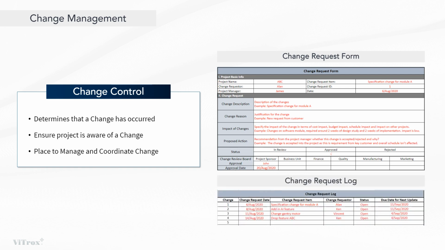Below it you can see an example of a change request log, which serves as a centralized record or database that tracks all change requests throughout the project's lifecycle. It provides an overview of each change, including its status, assessment details, decision, and implementation status.